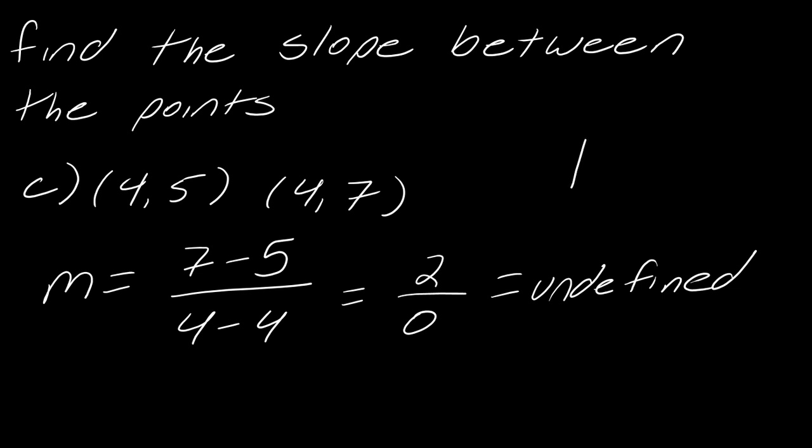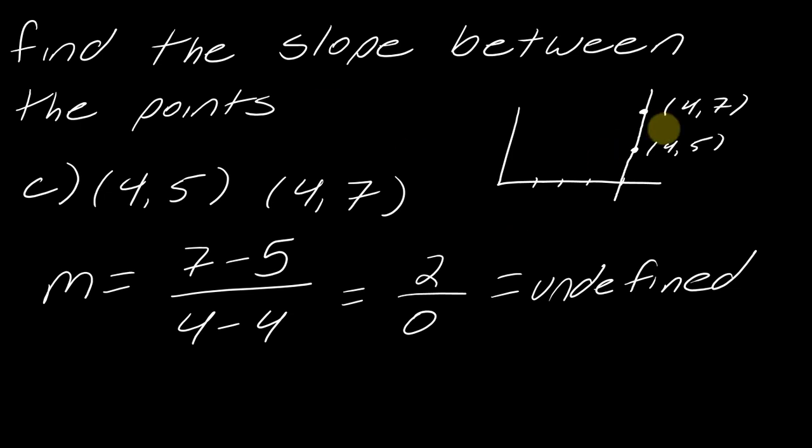Well, if I just really quickly graph this, let me set up a little graph here. So here's 1, 2, 3, 4. Let's say this is 4, 5, and then let's say this is 4, 7. If I connect these 2 points, you'll notice that this is a vertical line. And with a vertical line, let's think about this, rise over run. The rise of this, we can count, right, this was up 1, 2 points.